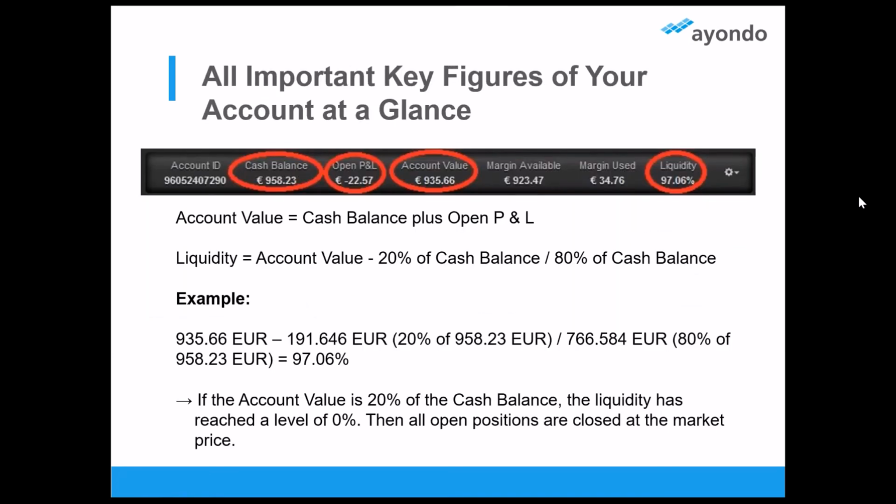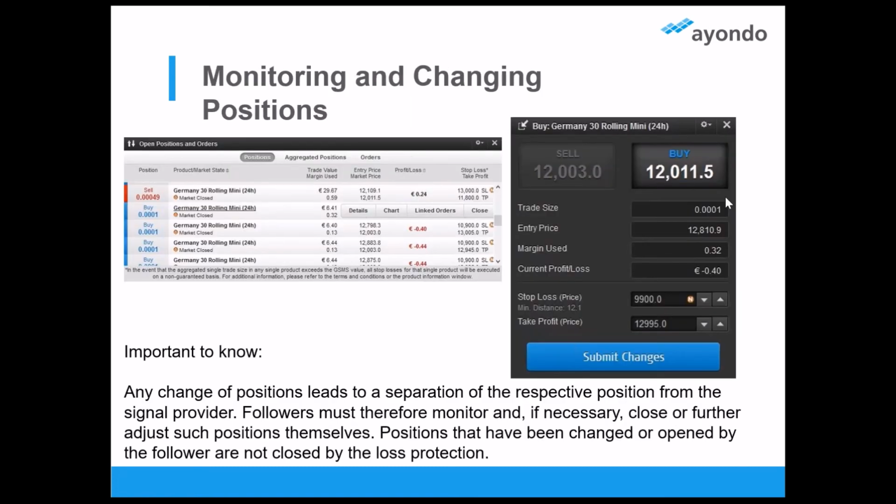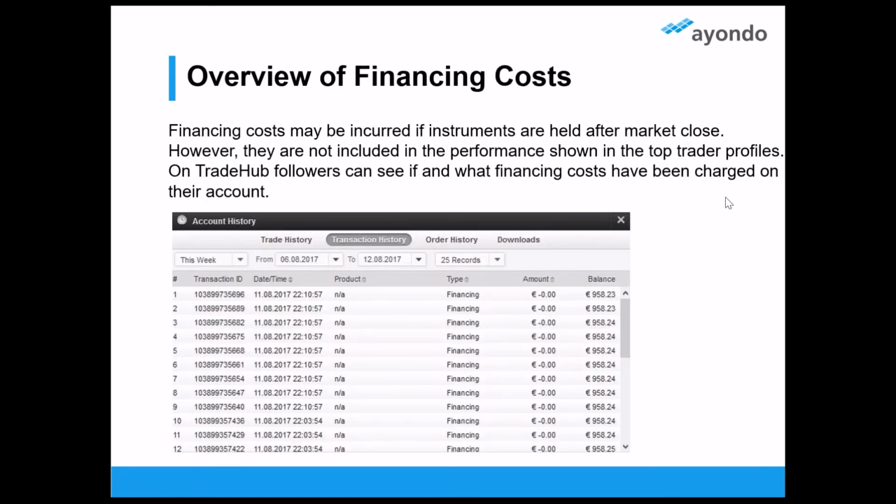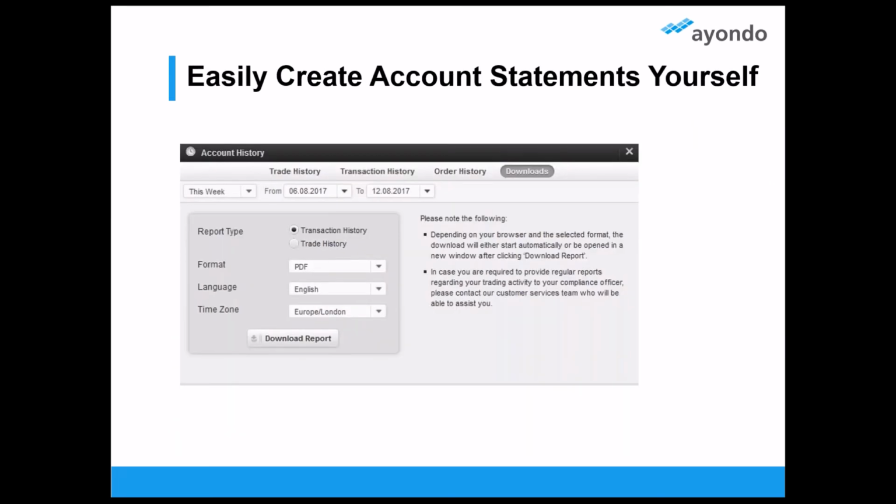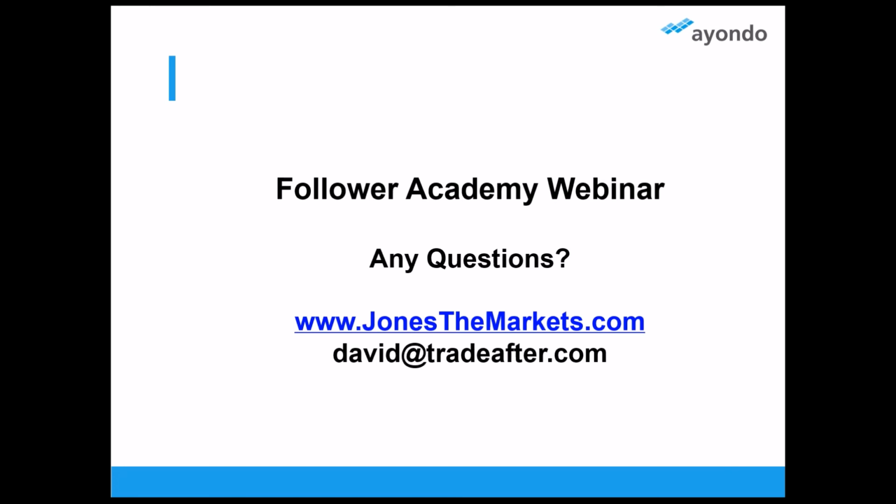You have the usual key figures on your account at a glance. So the P&L, the open P&L, the value of the account. You can change positions if you want to. You can look at financing costs. Because you're trading on leverage, because you're putting down a sum of money that's controlling a bigger financial position, you have to pay interest costs. You've got to pay overnight financing, so you can do all of that. You can run your account statements, and that's it.